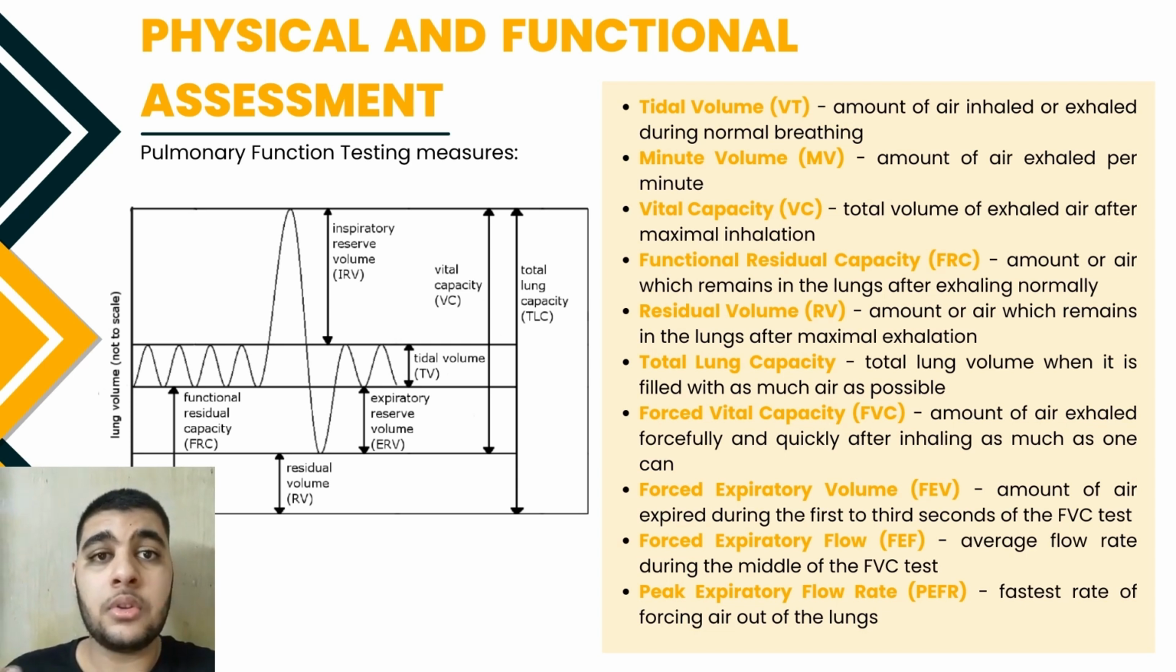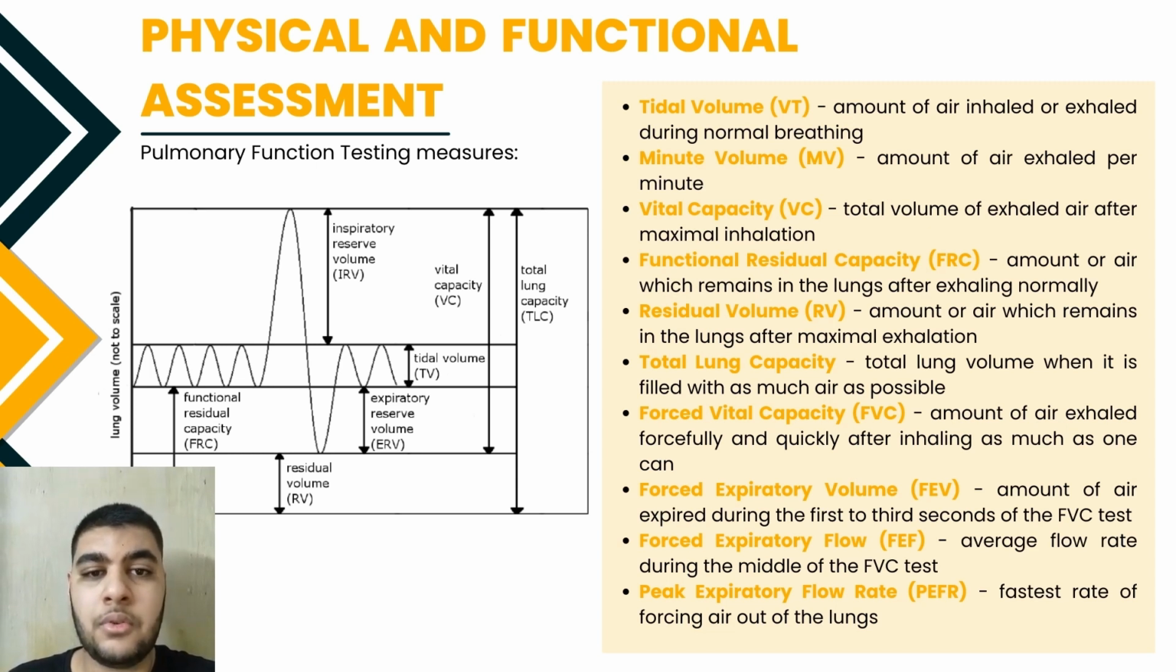It also measures the total lung capacity, which is the total lung volume when it is filled with as much air as possible. The forced vital capacity, which is the amount of air exhaled forcefully and quickly after inhaling as much as one can. Forced expiratory volume, which is the amount of air expired during the first to the third seconds of the FVC test. The forced expiratory flow, which is the average flow rate during the middle of the FVC test. And the last measurement is the peak expiratory flow rate, which is the fastest rate of forcing air out of the lung.